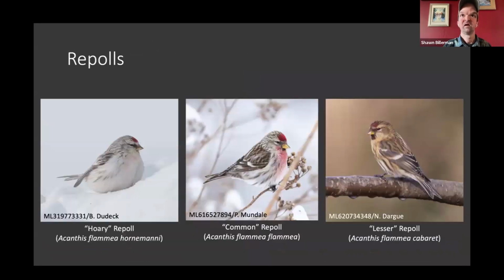Switching gears though, to close out the species level changes, I just wanted to talk briefly about redpolls. Redpolls have long been a contentious taxonomic group, having variably been classified as between 1 to 6 species. Most recent taxonomic authorities, though, have classified redpolls as 3 species, which generally vary from the largest and palest birds being classified as hoary redpolls on the left, to the smallest and darkest birds being classified as lesser redpolls on the right, with common redpolls usually somewhat in between these 2.